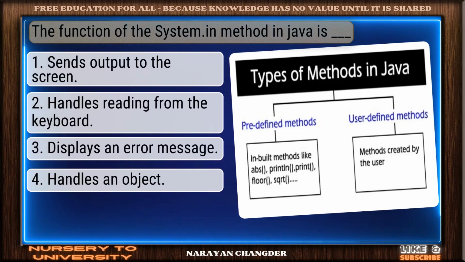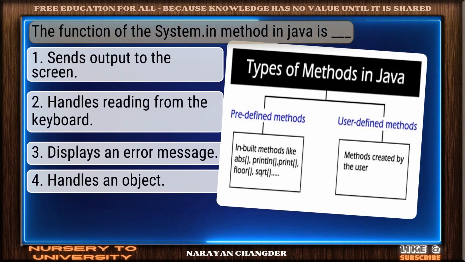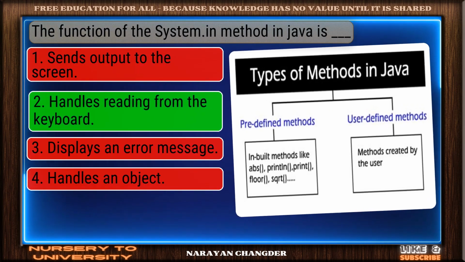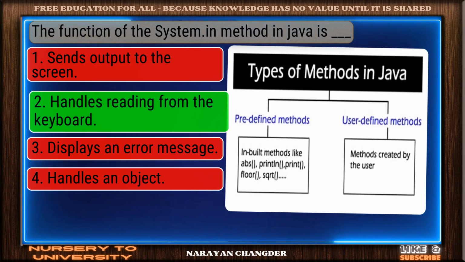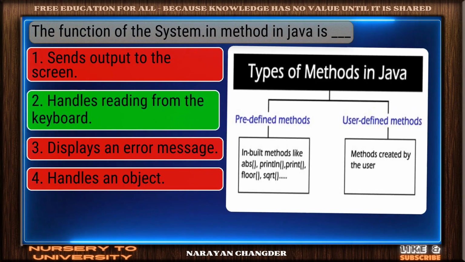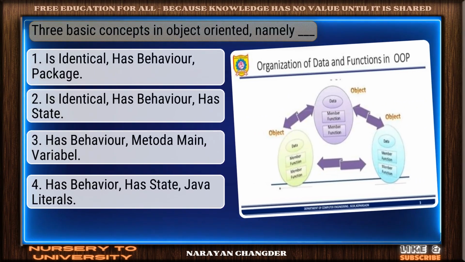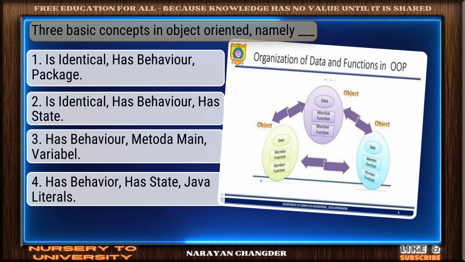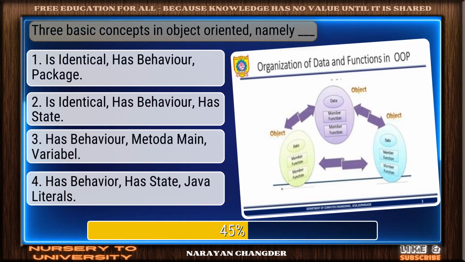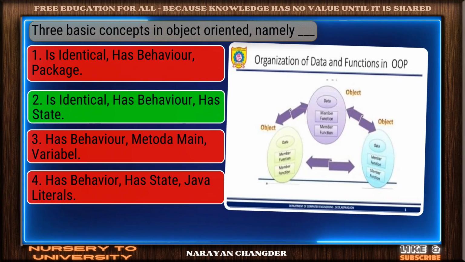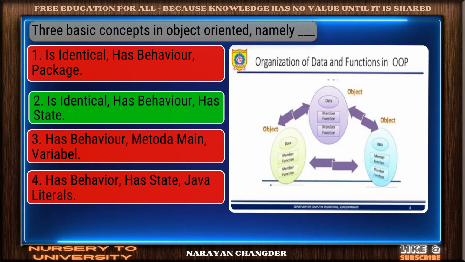Question number 1. The function of the system.in method in Java is the dash. Great job! Handles reading from the keyboard is the accurate answer. Question number 2. 3 basic concepts in object-oriented, namely dash. On track is identical, has behavior, has state is the correct answer.